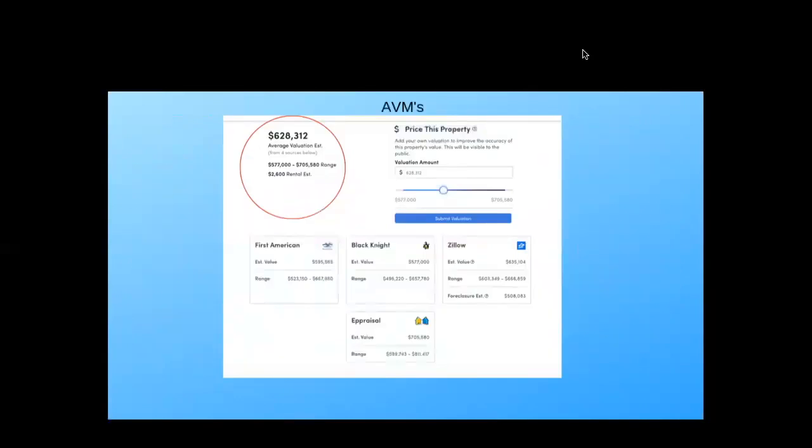This is an example of how an AVM miscalculates a property. There are 4 different examples here. One is from First American, Black Knight, Zillow, and ePraisal. You can see their range is from 577 to 705. You never want to rely on an AVM.